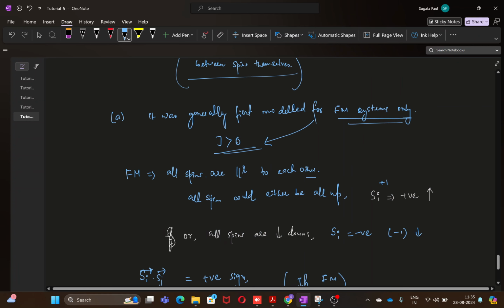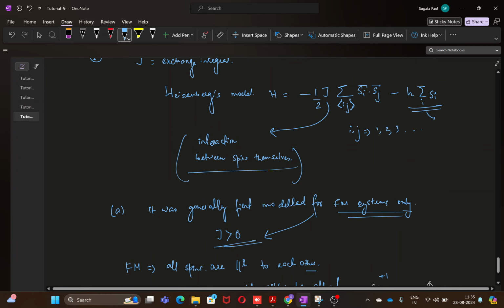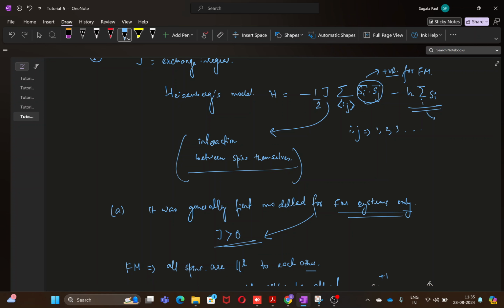That means your first term was minus J Si·Sj, and this part will always be positive for ferromagnetic systems, which is the general idea of Heisenberg's model. Then to have a minimum energy, that means the minimum value of the Hamiltonian, or in other terms the minimum energy state, which is your most stable state, you will have to have a minus sign in the whole energy term.